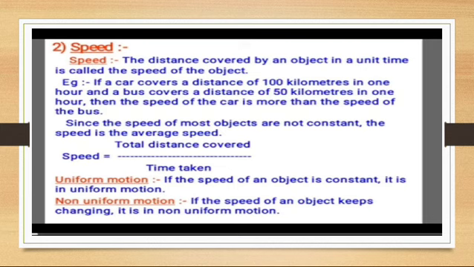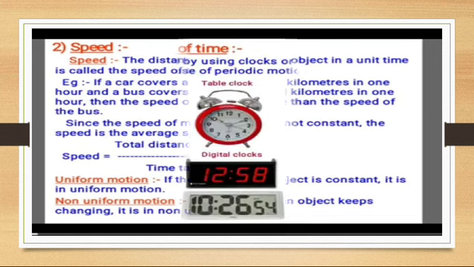So how can we calculate the speed? Speed is equal to total distance covered by an object upon the time taken. There are two types of motion. First one is uniform motion. If the speed of an object is constant, it is in uniform motion. Second one is non-uniform motion. If the speed of an object keeps changing, then the object is said to be in non-uniform motion.